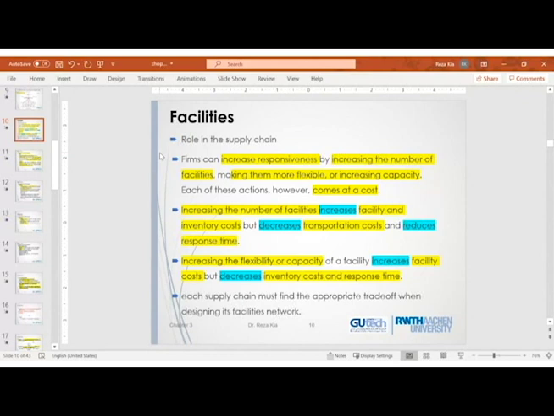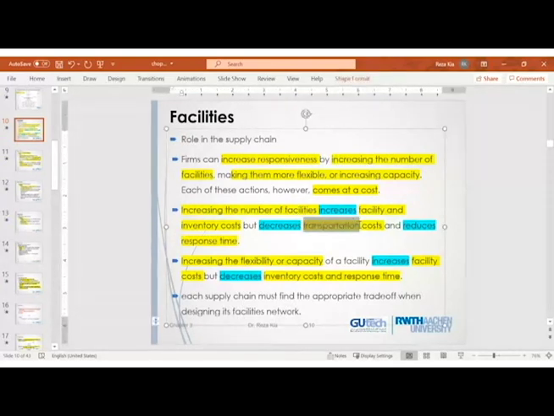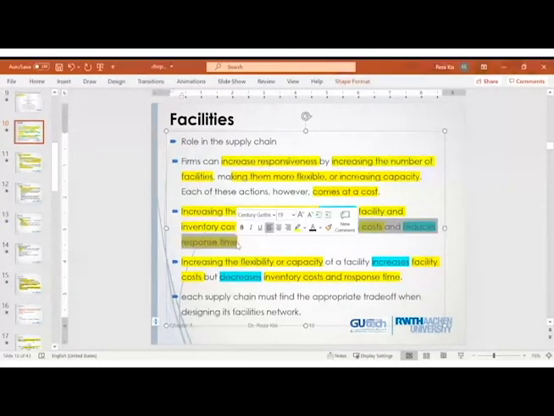So as a general conclusion, we can say that if we increase the number of facilities, for sure the facility cost will increase, because for each specific facility you need to invest some budget to open that facility. And also inside the facility, you will have some inventory. Again, the inventory cost will increase. But on the other side, transportation cost and response time will be reduced.